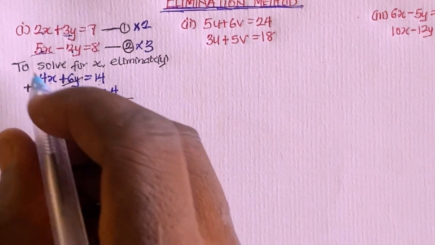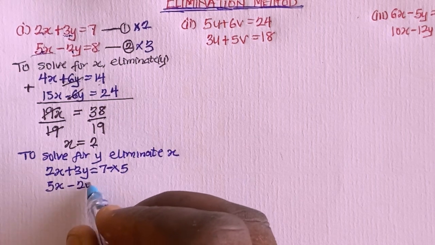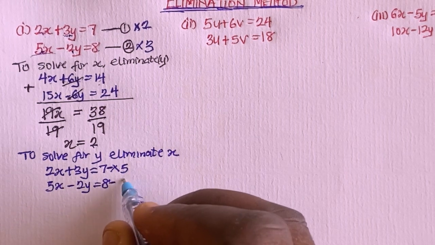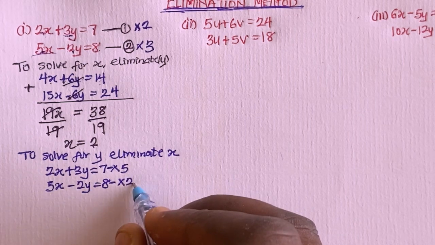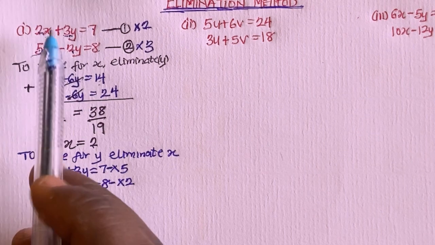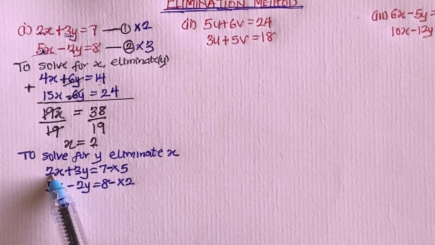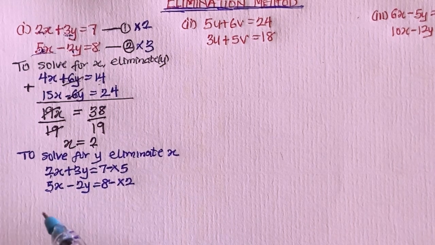By 5. Then the second one, I'm having 5x minus 2y equals 8. Then I'm going to multiply everything here by 2, exactly. The coefficient here, I'll use to multiply this, and the coefficient here, I'll use to multiply this. The reason is that by the time I multiply 5 by 2, that's 10, and 2 by 5, that's 10. So the coefficient is balanced.